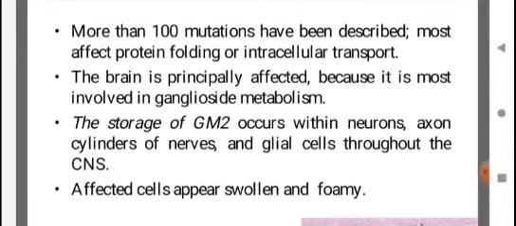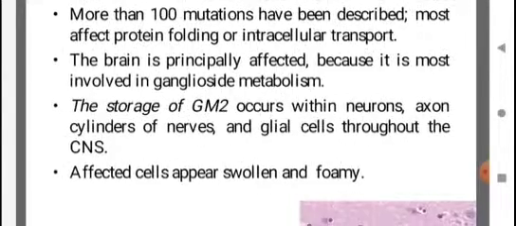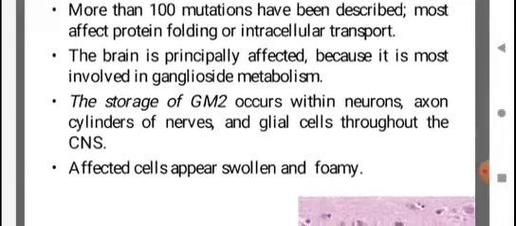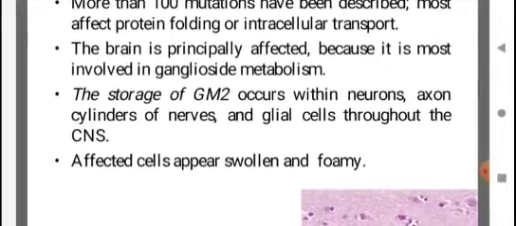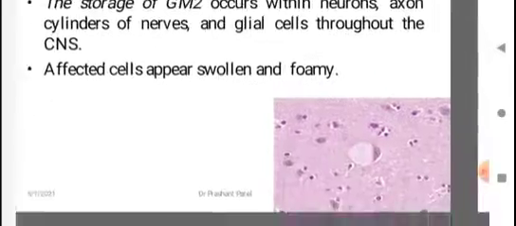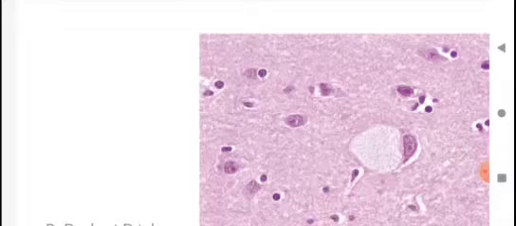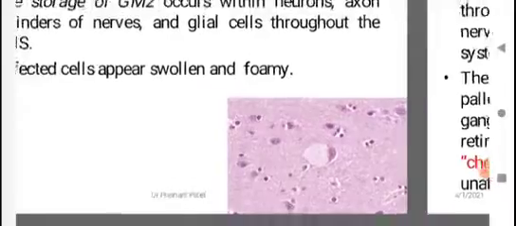More than 100 mutations have been described. Most affect protein folding or intracellular transport. The brain is principally affected because it is the organ most commonly involved in ganglioside metabolism. The storage of GM2 occurs within neurons, axon cylinders of nerves, and glial cells throughout the CNS. The affected cells appear swollen and foamy. So here you can see one affected cell with enlarged cytoplasm and swelling of the cytoplasm.